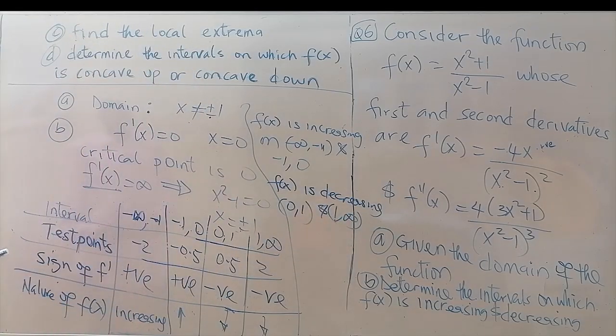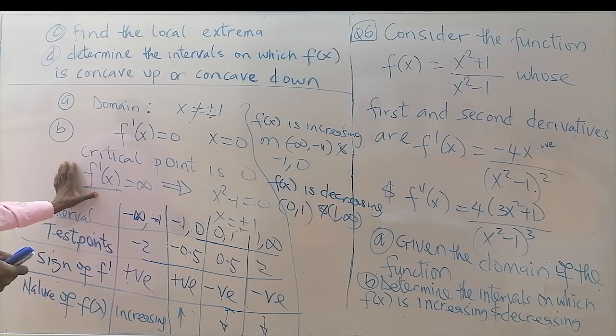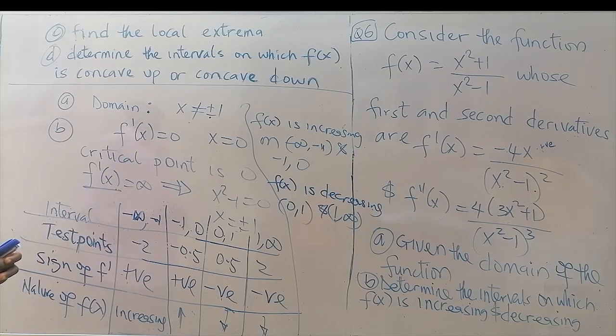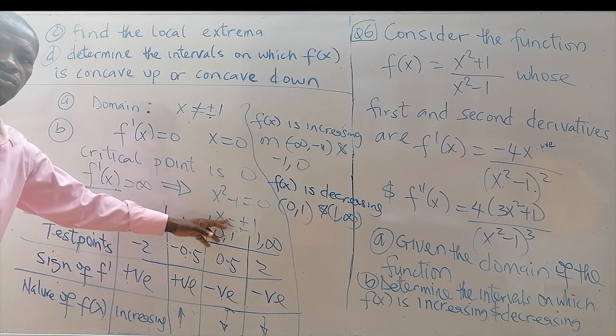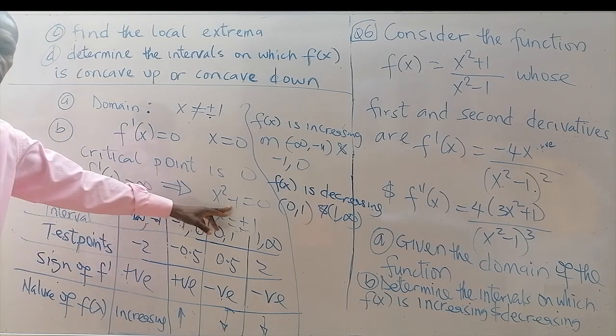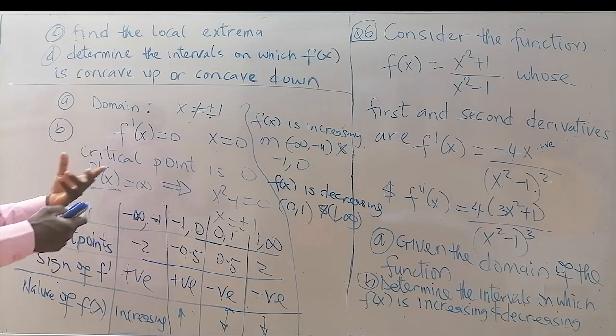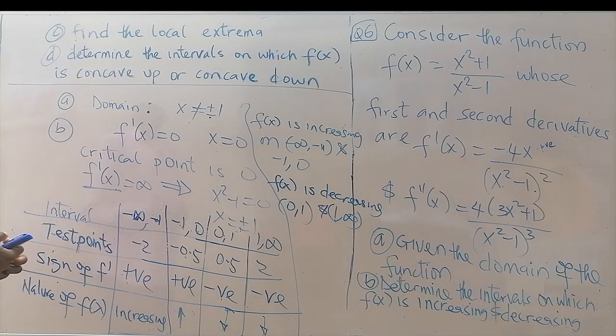So that's the increasing and decreasing, which is very simple. Just play with your critical value. That value alone is not enough, you just have one value. So we use where the first derivative is undefined to get some more points. Actually it's not a critical point, but we use it in interpreting our increasing and decreasing.